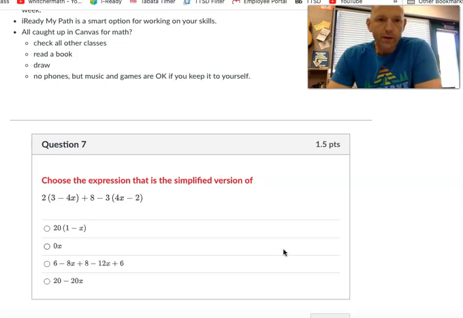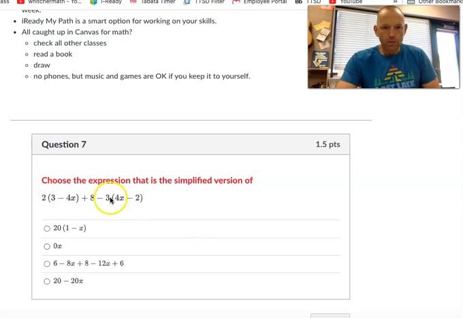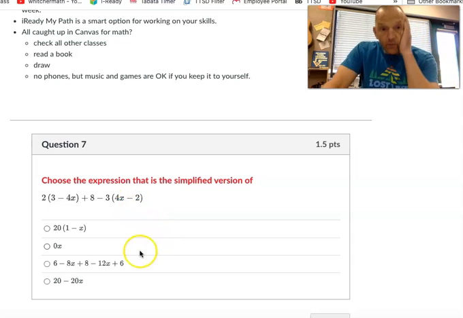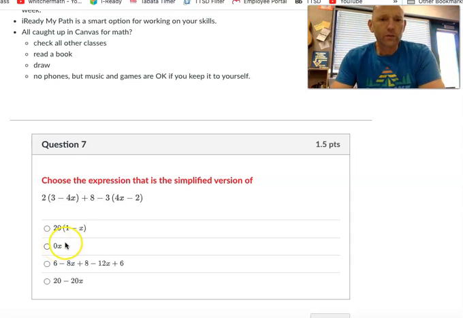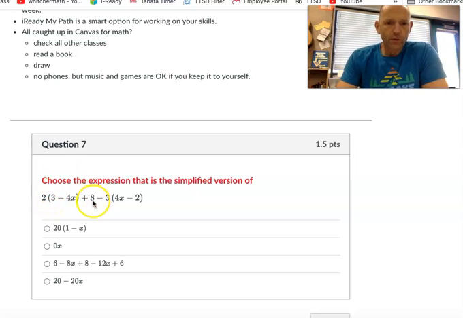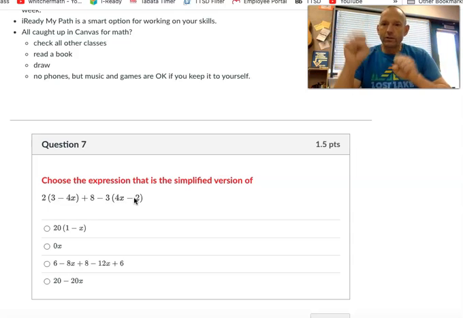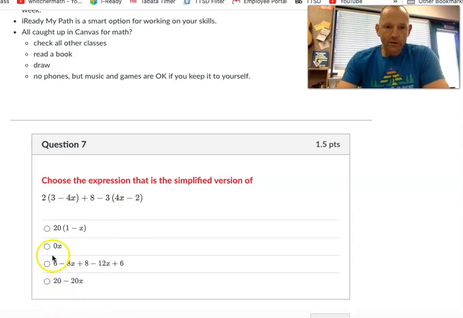Choose which one is the simplified version of all this stuff. Okay, first of all, we know it's not 0x because 0 times anything would be nothing. So let's do the numbers first. 2 times 3 is 6, plus I have an 8 here, that makes 6 plus 8, 14, very good. Negative 3 times negative 2 is 6. So we already had 14, we're going to add 6 to it. So I have 20. 5, 10, 15, 20. Do I have any answers down here that have a 20? Yes, I do. There are 2 of them.